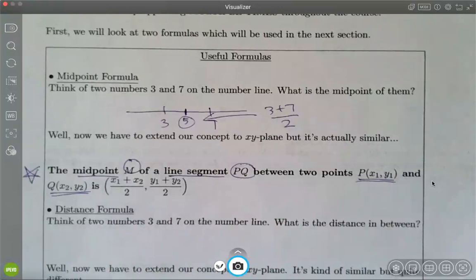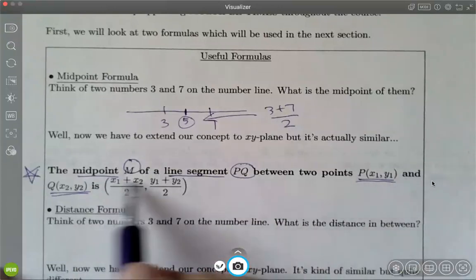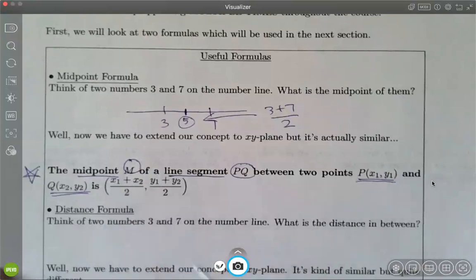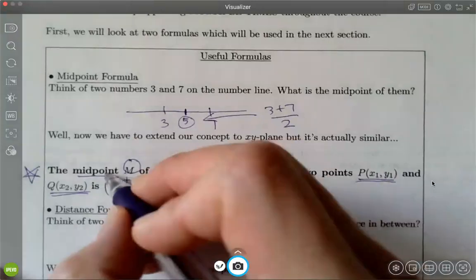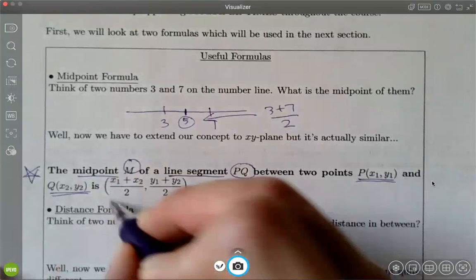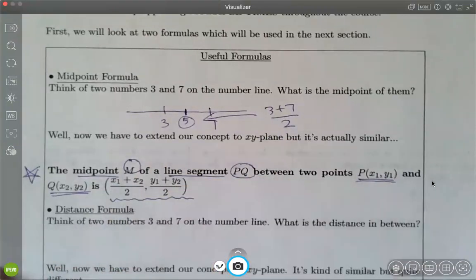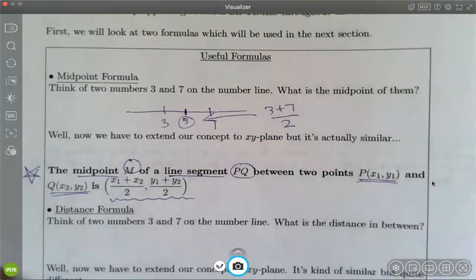Is equal to, so here we add the x coordinates and divide it by 2, and do the same thing for the y coordinates. And since they are points on the xy plane, we put them in an ordered pair. Okay, now, that's the midpoint formula.